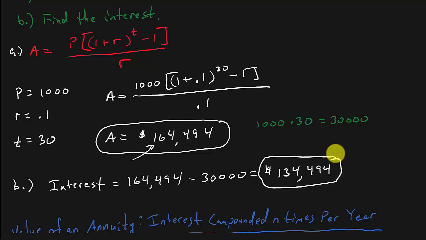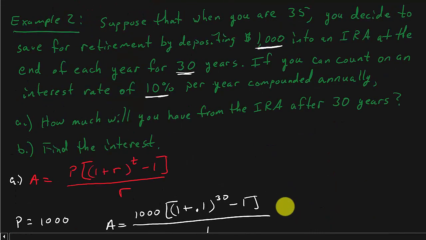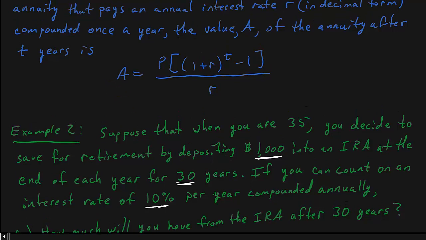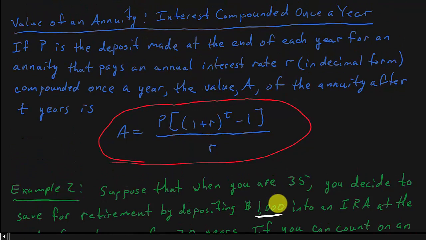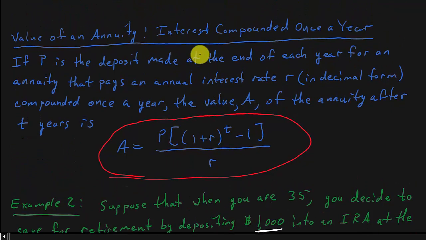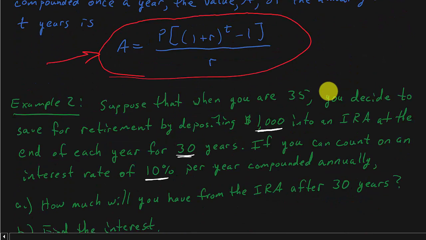All right. Now, that formula there that we used, this one right here, that's for the value of an annuity. You don't need to memorize it. This is for interest compounded once a year.